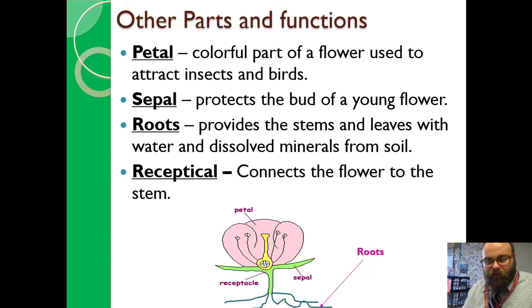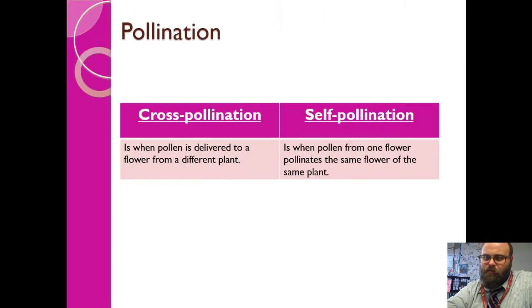Roots are a part of a plant system, obviously, that help bring up water and dissolve minerals to the plant itself for photosynthetic processes. And last but not least, there's the receptacle, which is the portion of the plant that holds on to the flower itself. And these tissues are a little more sturdy and pliable than other cell parts.